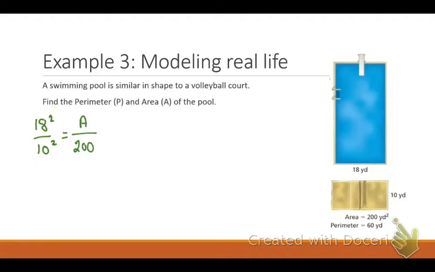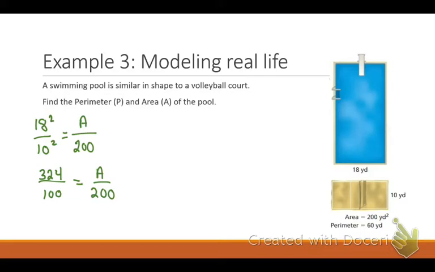So what is 18 squared? Is that going to be 36? No, that's 18 times 18. What is it? 324. So I have 324 over 100 equals A over 200. All right, I want you guys to finish this. Do your cross products and solve for the area of the swimming pool.